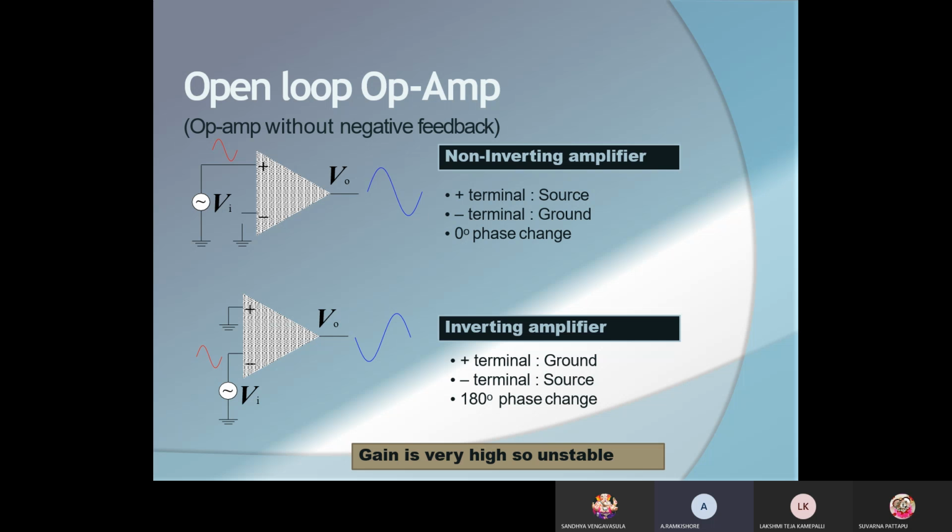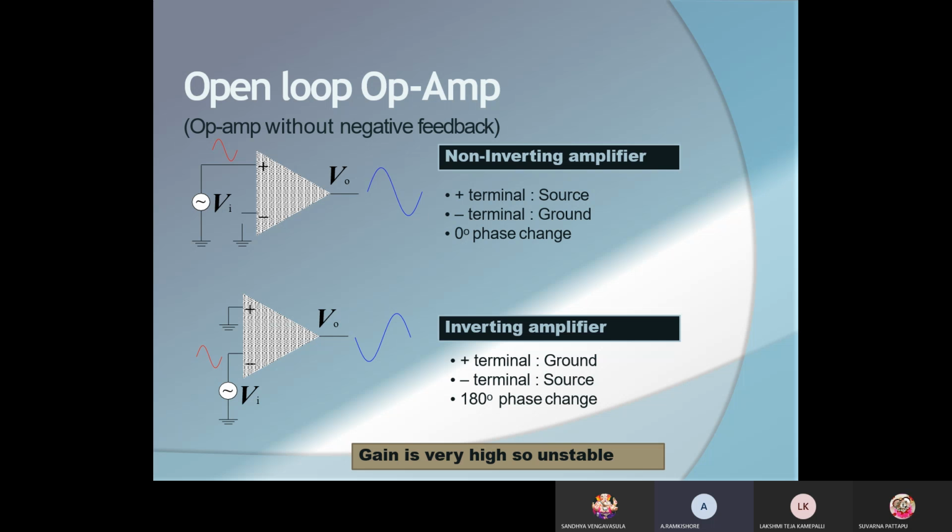So when we use the op amp in this way, here the plus terminal for the open loop inverting amplifier is ground and the minus terminal is the source. So whenever we apply the input voltage, it is amplified at the output, but the phase will change. The phase of the output of the open loop inverting amplifier changes by 180 degrees. 180 degrees phase change. So the gain is very high, so it is unstable.